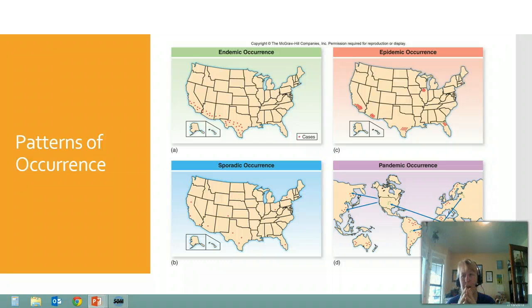The last thing in this topic we need to look at are some types of occurrences. These are some main patterns. The first thing is endemic versus epidemic. Endemic is that normal prevalence level. If we see that 10% of the population always has syphilis, that's our endemic level.